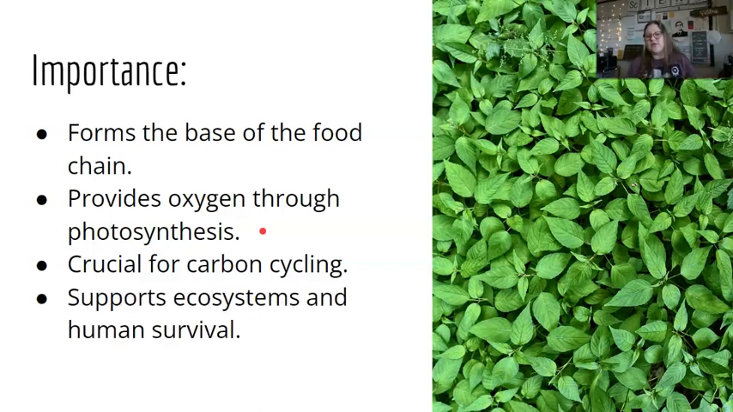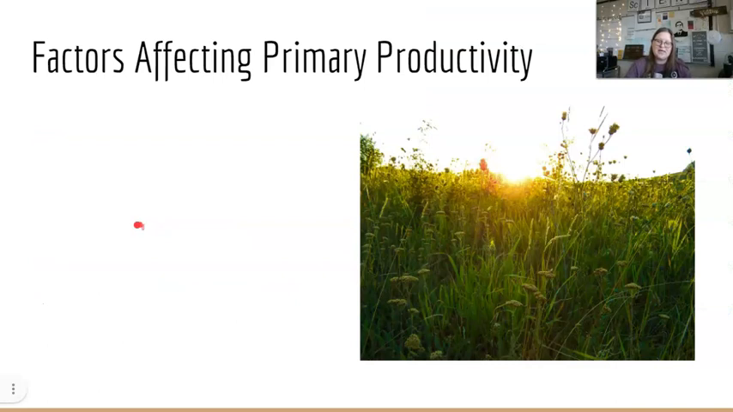And it also supports ecosystems and human survival. So we need plants to eat. We also need plants to live our lives. Many creatures live in some sort of plant life. Most of our houses are made out of, at least to some degree, wood, which is going to come from plants. So we need plants for ecosystems to survive and for us to survive.